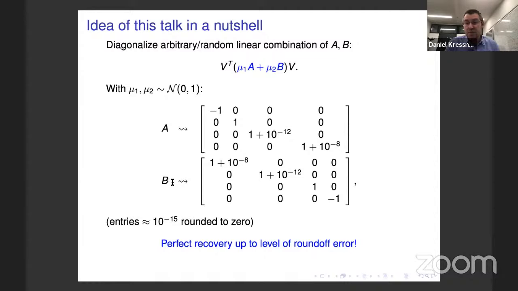And the same for V transpose BV. So suddenly, instead of starting with A or B, I start with a random linear combination. I get perfect recovery up to the level of roundoff. That's kind of the idea of this talk, to explore this phenomenon a bit further on the algorithmic and on the analytical side. It's not only special for these matrices, but it's a more general observation.